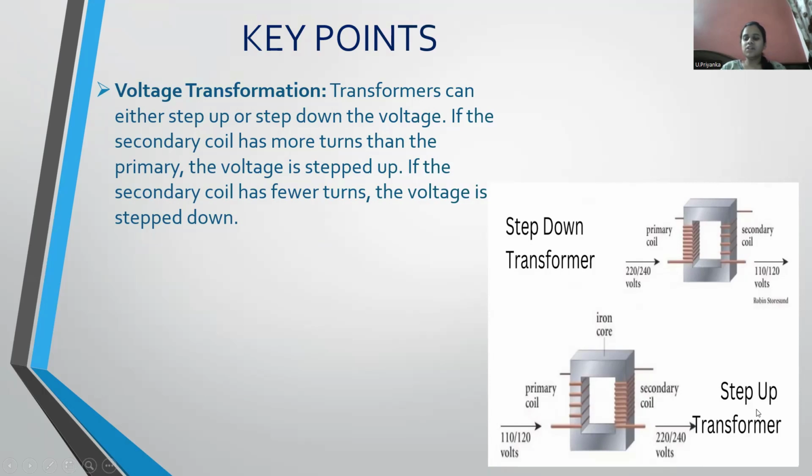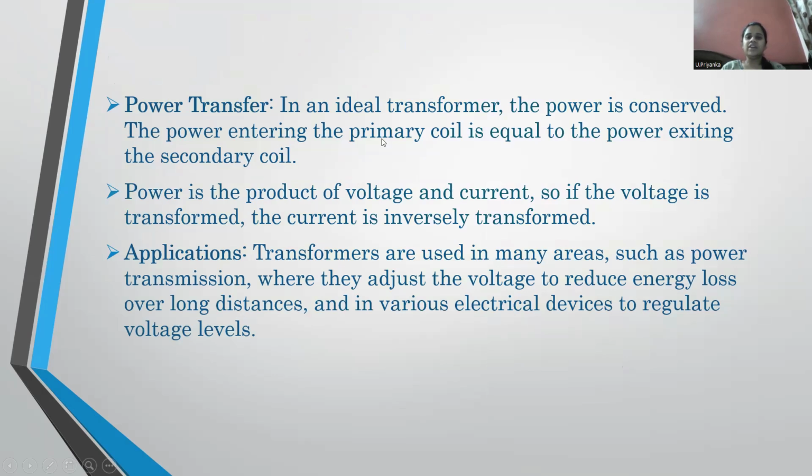Now, in the step up transformer, the number of turns in the primary coil is less than the number of turns in the secondary coil. So it creates a step up voltage. And coming to power, in an ideal transformer, the power is conserved. The power entering the primary coil is equal to the power exiting the secondary coil. The power is the product of the voltage and the current. So if the voltage is transformed, the current is inversely transformed.